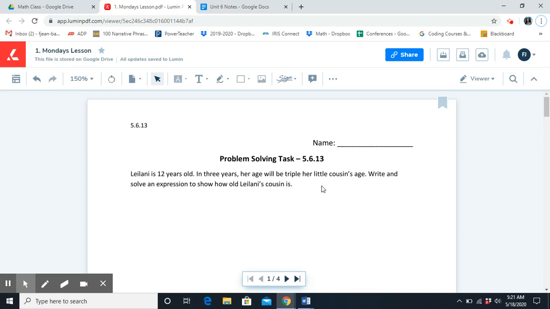That's right. Leilani's cousin is younger than Leilani because this says that Leilani's age is triple that of her cousin's age, which means it's more. So we know that triple means times 3. But we're trying to find Leilani's cousin's age. So if Leilani's age is triple Leilani's cousin's age, then what operation would we need to use in order to find Leilani's cousin's age? That's right. We would need to divide by 3.